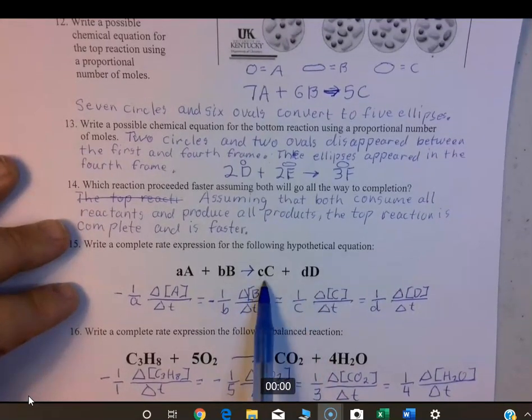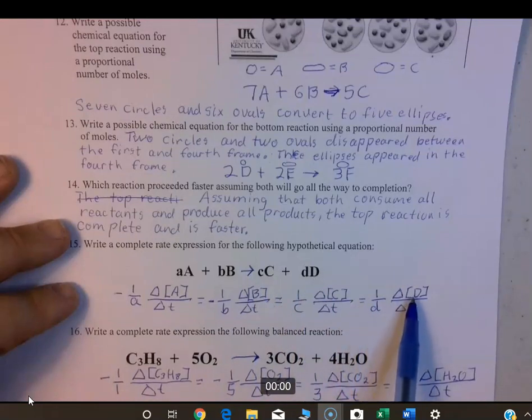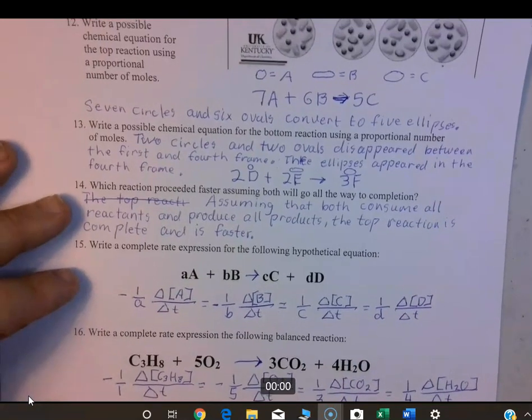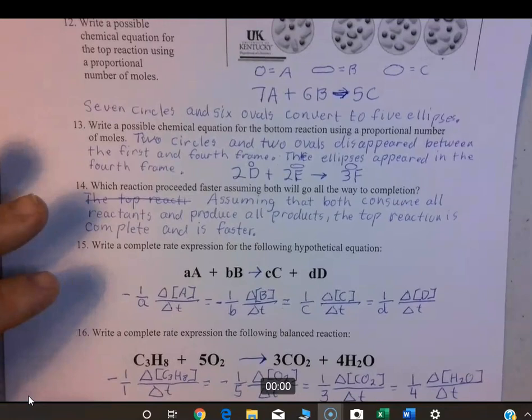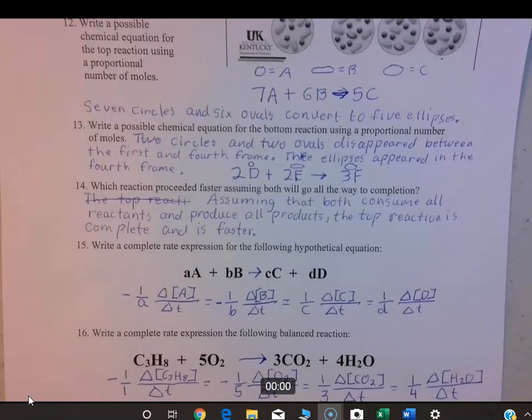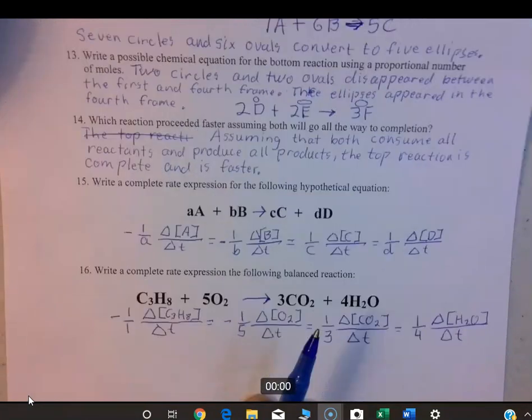There's no negative sign because this is being created. It's actually being produced. It's a positive number. It's increasing. Same with D. So it's 1 over D, delta the product, capital D, over delta time. So that's just generically how you would write a rate expression. So let's write one for an actual chemical reaction.